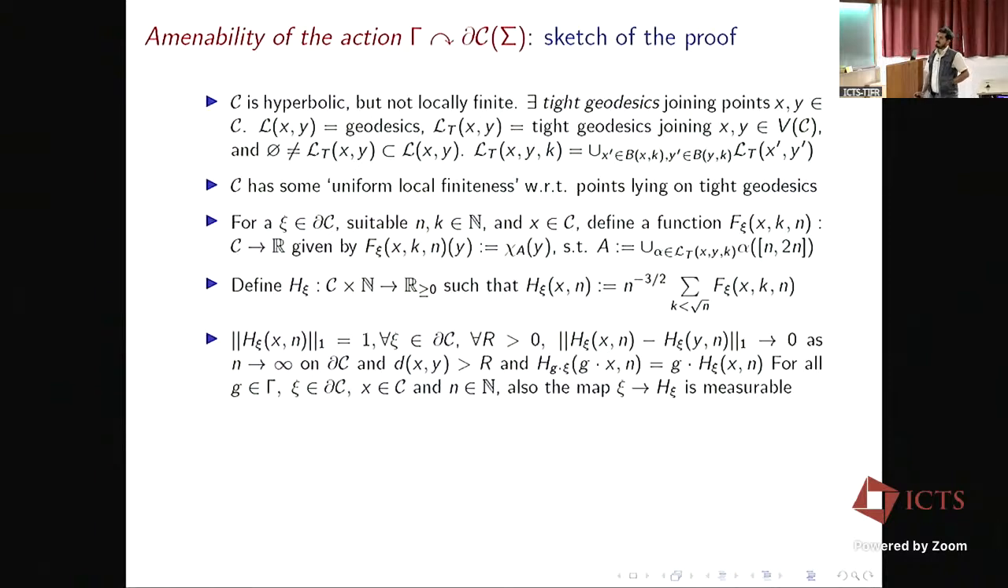So now the curve complex C has some uniform local finiteness property with respect to these tight geodesics. I'm not going to go into the detail of what I mean by uniform local finiteness, but this is the condition which is enough to guarantee a similar situation to the one I had in the case of an action on a proper hyperbolic metric space. So with respect to tight geodesics, I am in a similar situation.